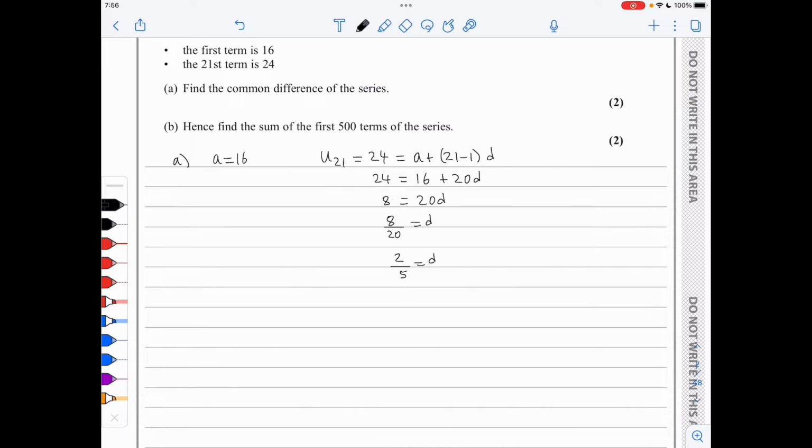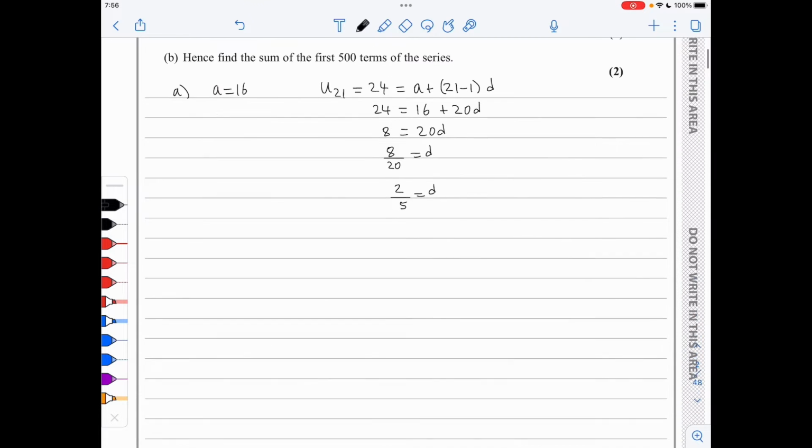B, hence find the sum of the first 500 terms of the series. I need to use the summation formula here. So the sum of the first 500 terms will be n over 2 times (2a plus (n minus 1)d). I'll plug everything into the calculator, and this gives an answer of 57,900.